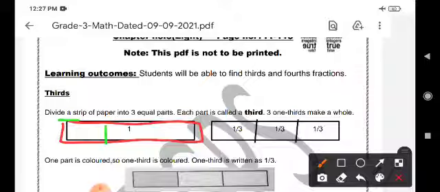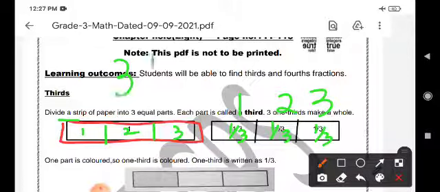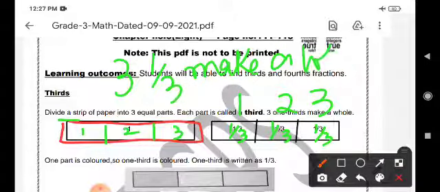So 1, 2 and 3. This is the first part, this is the second part, this is the third part. So how many parts have I divided it into? 3 parts. And each part is called a third. 1/3 part. This is called 1/3 part. This is also called 1/3 part, 1/3 part. So how many 1/3s make a whole? 1, 2, 3. That means 3 1/3s make a whole.